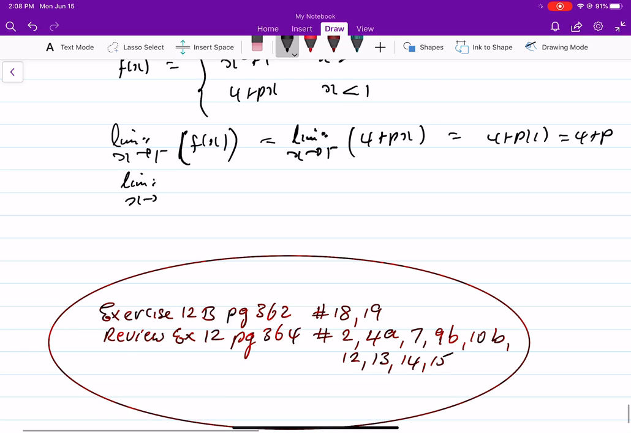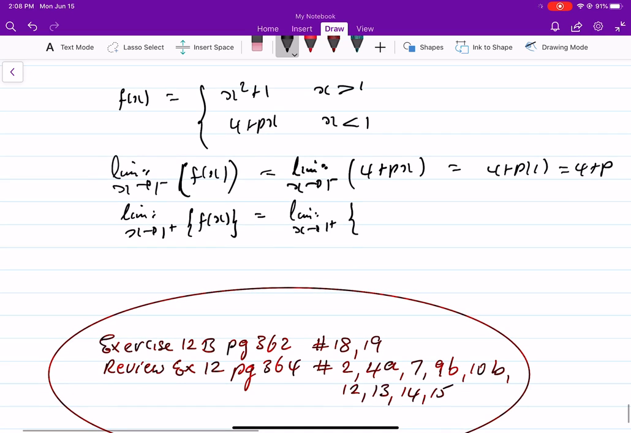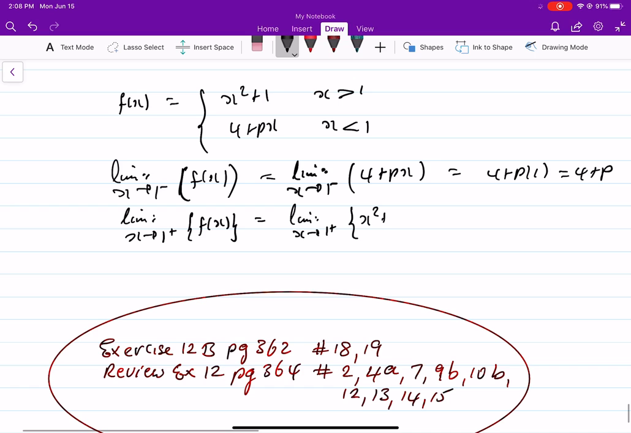as x is approaching 1 plus of f of x, which is equal to the limit as x is approaching 1 plus of, in this case, the x squared plus 1, because x squared plus 1 exists for values of x that are greater than 1. So you can only approach 1 from values of x that are greater than 1 if you're finding the limit as x is approaching 1 plus. We're going to substitute 1 in there. That would be 1 squared plus 1, which is 2.